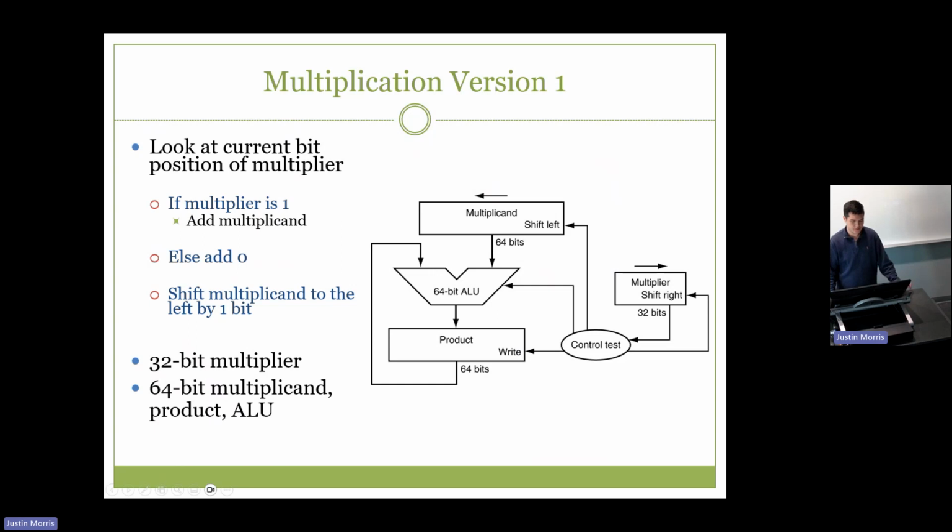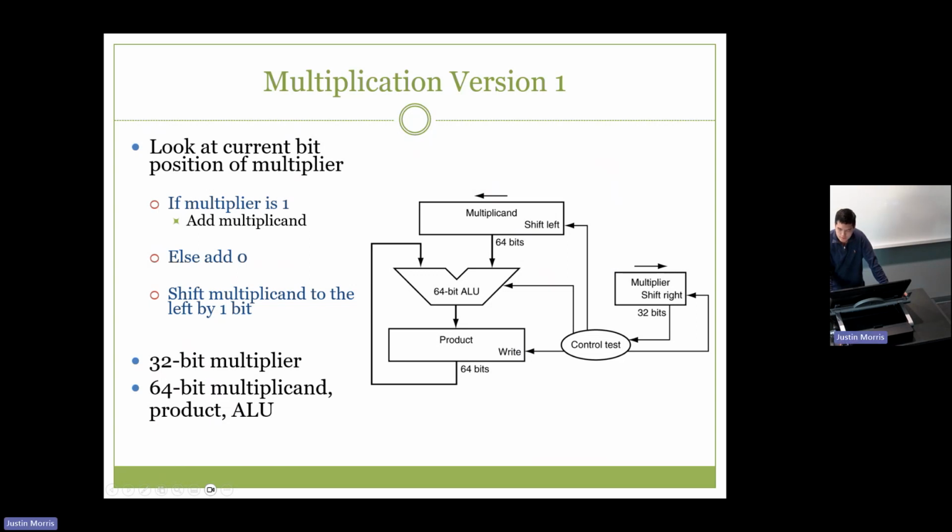But here is some hardware that would implement your multiplication. So what we do is we look at the current bit position of the multiplier, right? So this is our multiplier. This is where we put our 32 bits multiplier. And we have this other register for the multiplicand. And here, if the multiplier bit is 1, we would add the multiplicand. Otherwise, you would add 0. And then after we look at each one of these bits, you shift the multiplicand to the left by 1 bit.